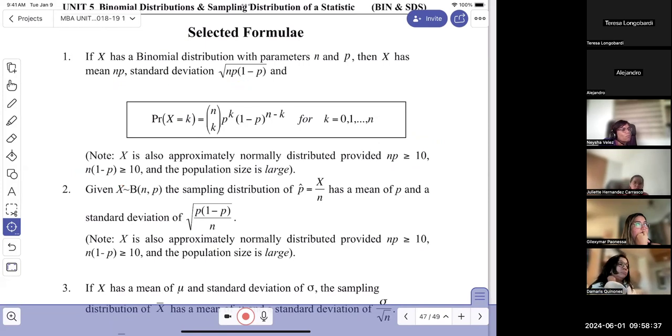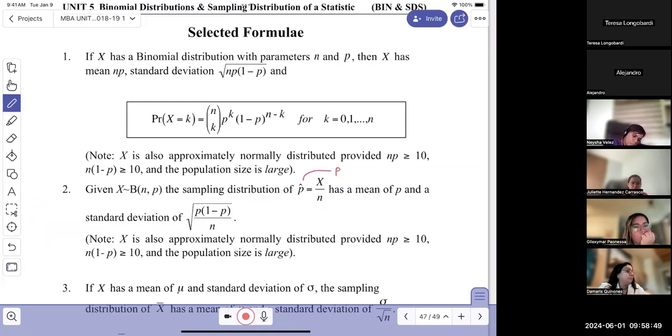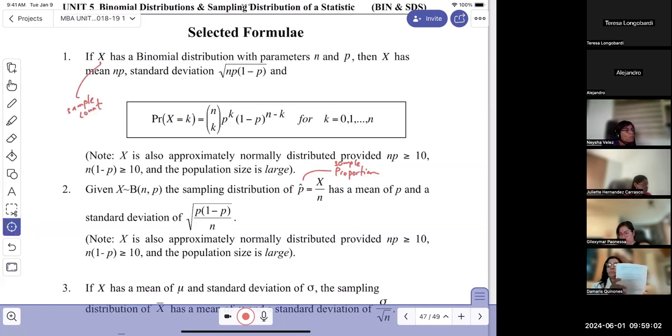Okay, so next, we learned about X over N, which is the proportion, the sample proportion. So you can put that down to remember that's what that is. That's a sample proportion. If this is the sample proportion, we're going to call this the sample count, a counting variable. Note that the sample proportion is continuous. Okay.